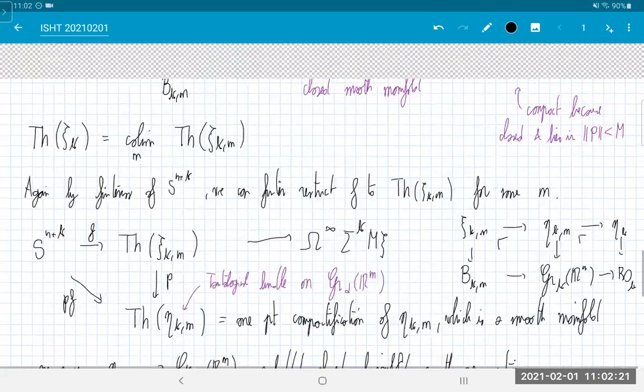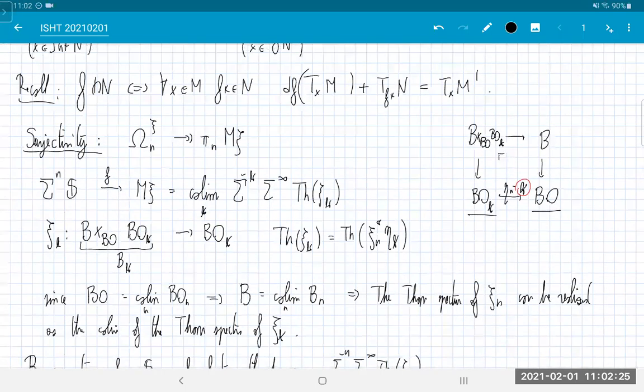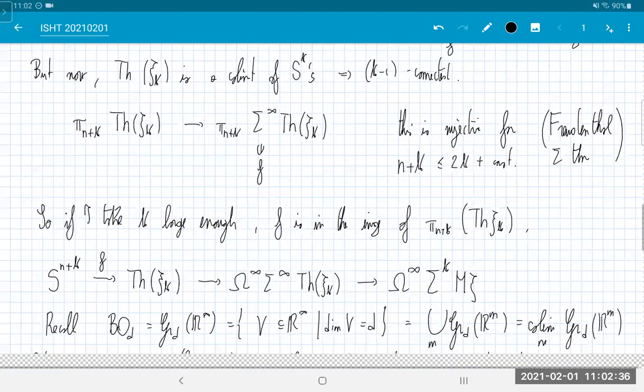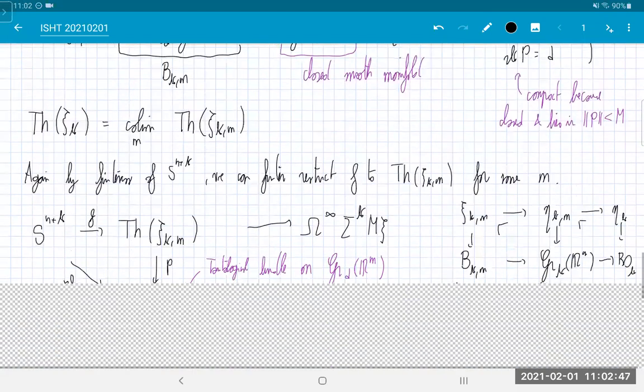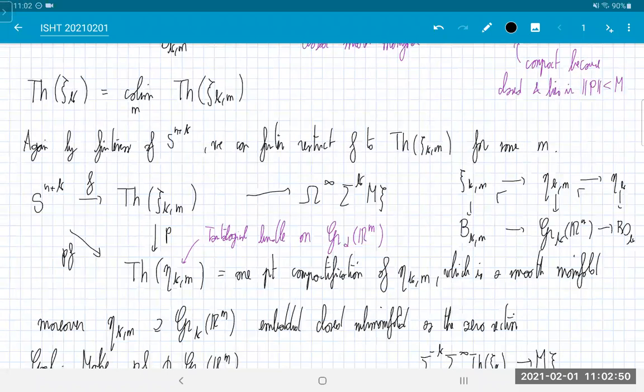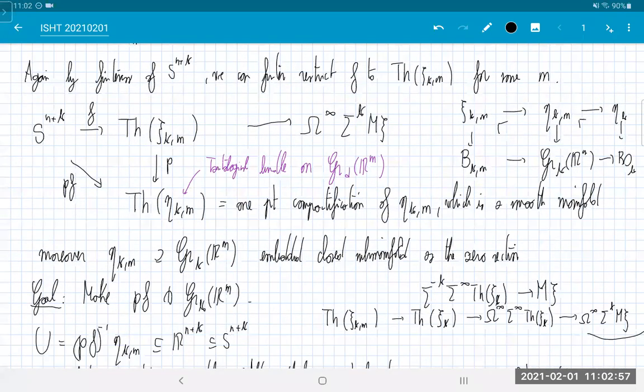So actually, let me review it. We start with a map like this. The point is that this M xi can be written as a big colimit of the Thom space of xi k comma m. And that plus the Freudenthal suspension theorem essentially tells you that this map factors through one of those. At which point you have a map to the one-point compactification of eta km of a smooth manifold. You want to obtain your manifold by just taking the intersection with the zero section of your map.